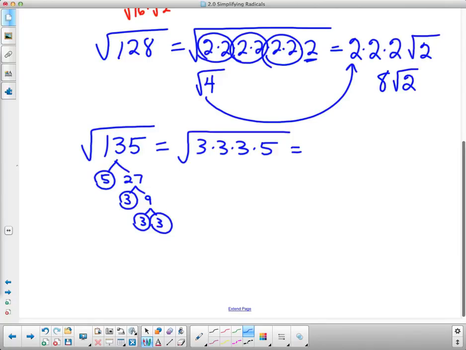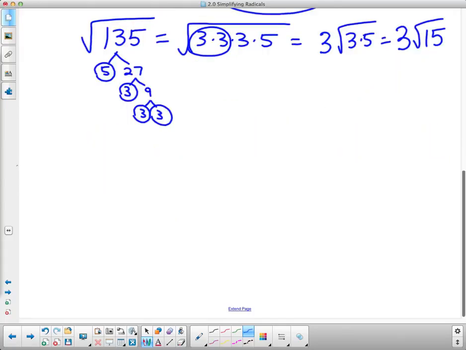So what pairs up to go outside? Vanessa? 3. So the 3 goes out. But the 3 and the 5 have to stay. So we'll simply create 3 times the square root of 15. And how many got that one right? It looked like you got stuck kind of factoring to begin with.